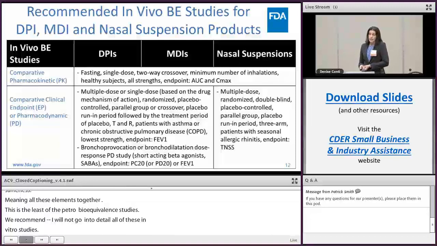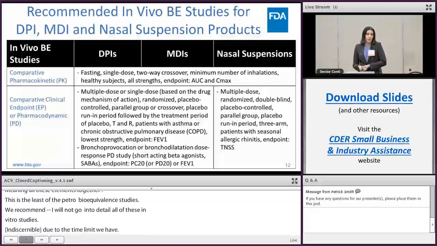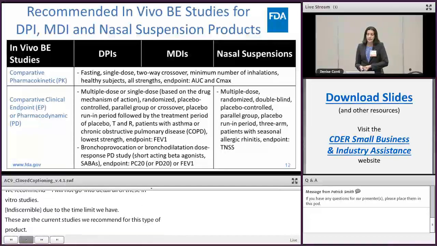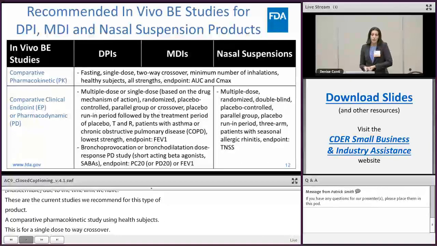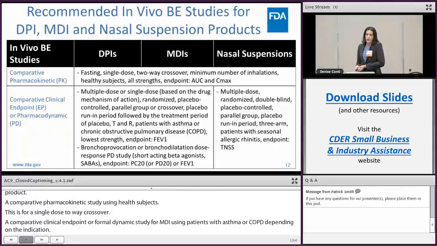These are the current in vivo studies we recommend for this type of product. So a comparative pharmacokinetic study for DPIs, MDIs, and nasal suspensions using healthy subjects. This is a typical single-dose, two-way crossover study. A comparative clinical endpoint or pharmacodynamic study for MDIs and DPIs using patients with asthma or COPD, depending on the indication in the RLD label. In the case of nasal suspensions, we recommend a comparative clinical endpoint study using patients with allergic rhinitis.